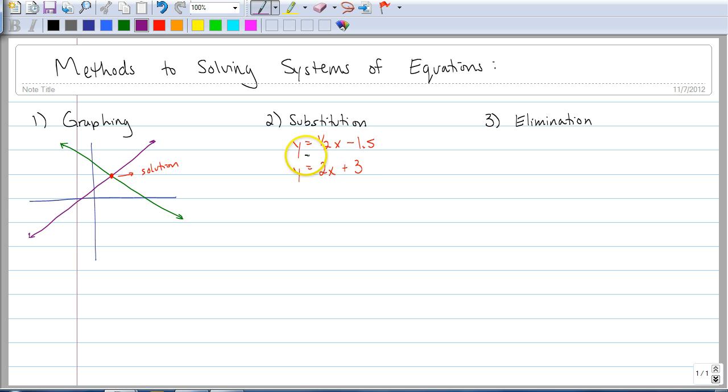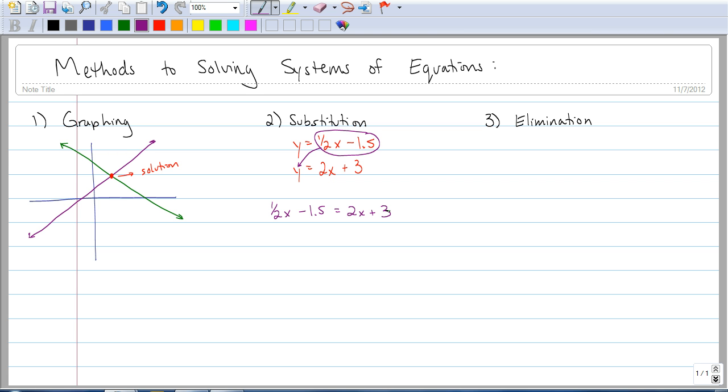Because when you think about it, when we say y equals, we're saying y is the same as 1/2 x minus 1.5. And here we're saying y is the same as 2x plus 3. Well, if y is the same as that value, you can substitute one in for the other, meaning I could substitute 1/2 x minus 1.5 in here for y, because that's what y is the same as. So I'm going to say 1/2 x minus 1.5 equals 2x plus 3. So now I just solve this equation to figure out what the common x is going to be.